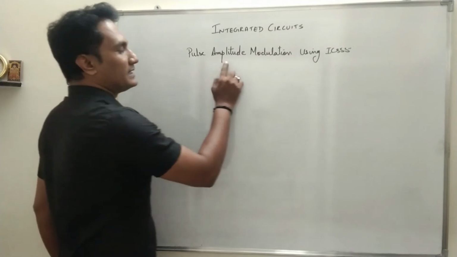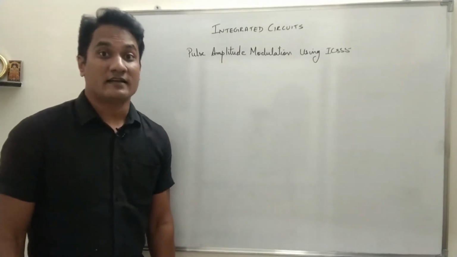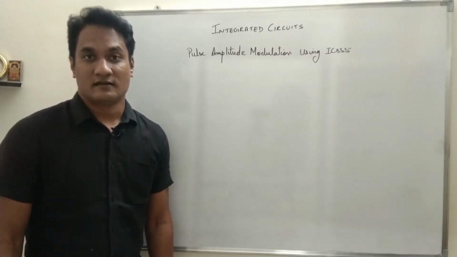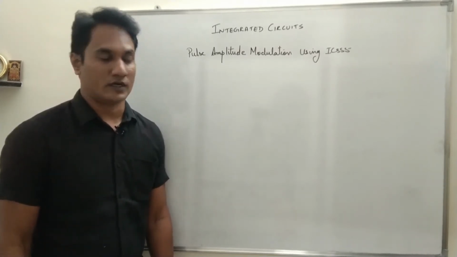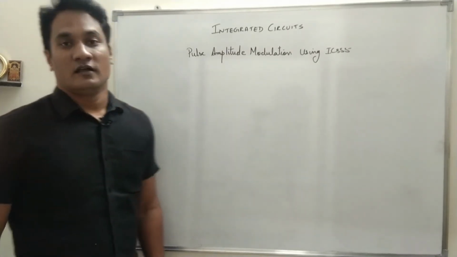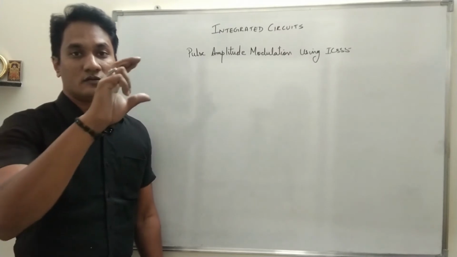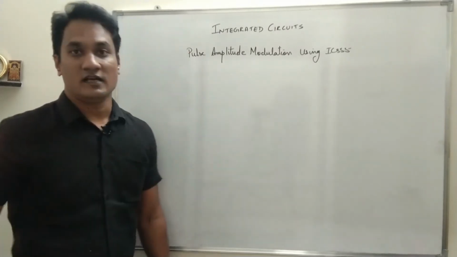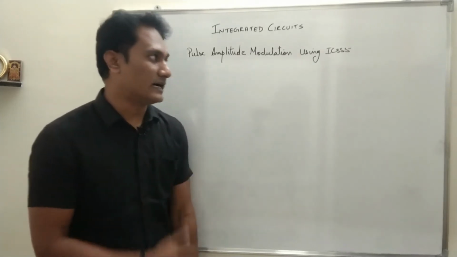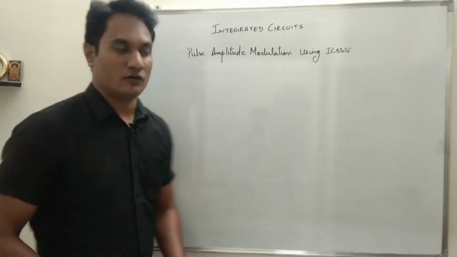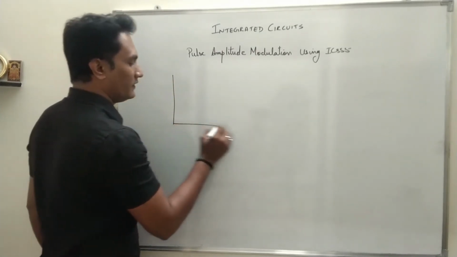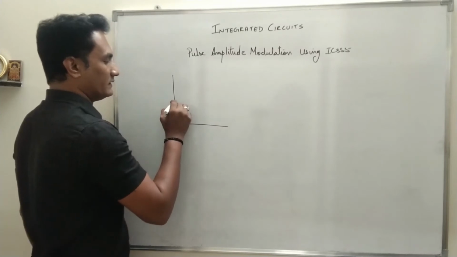So in this pulse amplitude modulation, we will convert a continuously varying signal into pulses. Okay, digital pulses we will convert, but we will keep the amplitude, that means the strength of the signal, the same as that of the input. Of course we will use IC555 timer for that. Okay, so when I say continuous varying signal, it will be like this.